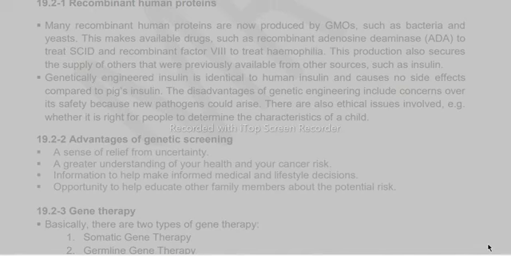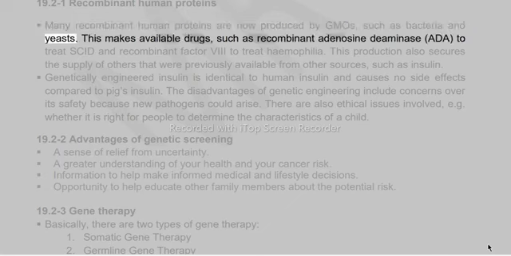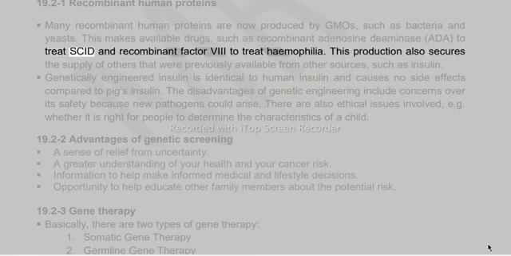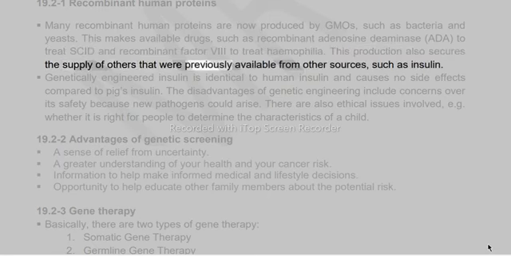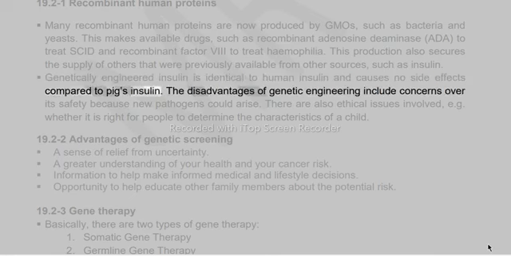19.2-1 Recombinant human proteins. Many recombinant human proteins are now produced by GMOs, such as bacteria and yeasts. This makes available drugs, such as recombinant adenosine deaminase, ADA, to treat SCID and recombinant factor VIII to treat hemophilia. This production also secures the supply of others that were previously available from other sources, such as insulin. Genetically engineered insulin is identical to human insulin and causes no side effects compared to pig's insulin.